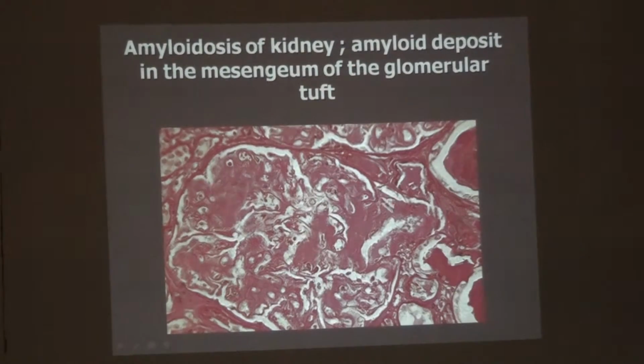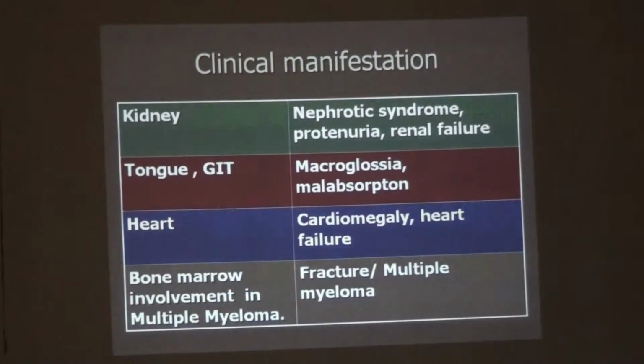Amyloid deposits in the mesangium. This is mainly the mesangial matrix. In the glomerulus, in the mesangium, there will be deposition of amyloid protein. We'll get these things together.